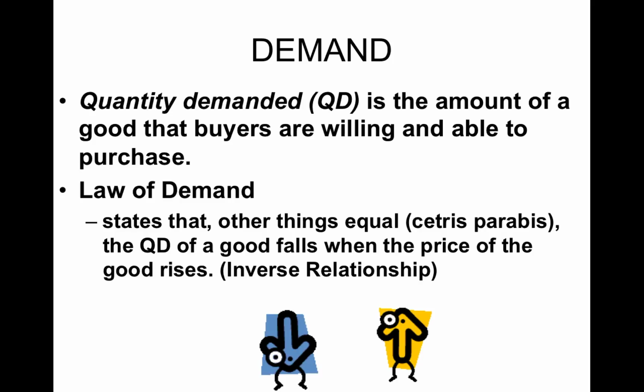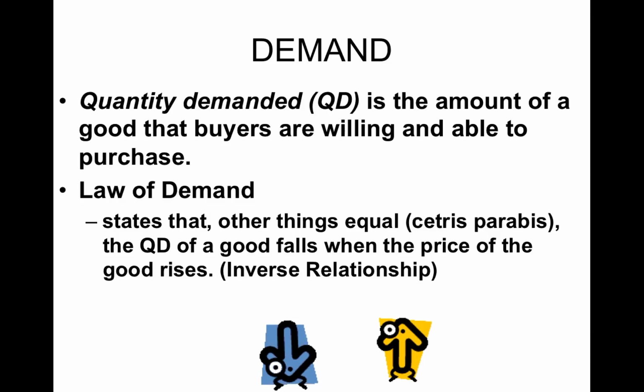The quantity demanded, and I'll just refer to that as QD, is the amount of a good that buyers are willing and able to purchase. So they have to have that money available and also want to buy that product. So both those things would have to happen.